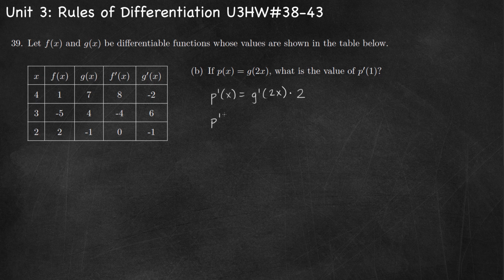So now to find p prime of 1, we substitute 1 in for x. It's g prime of 2 times 2. And g prime of 2 is negative 1. So negative 1 times 2 is negative 2.